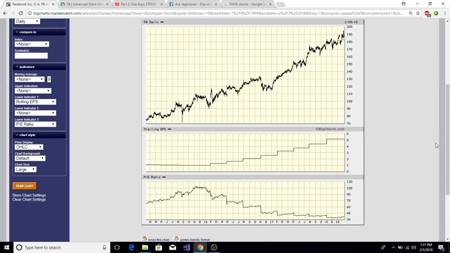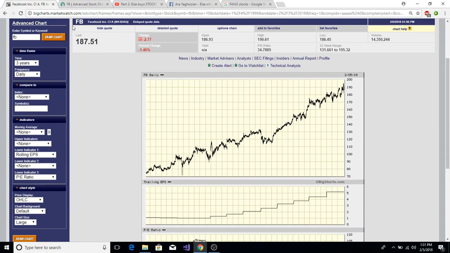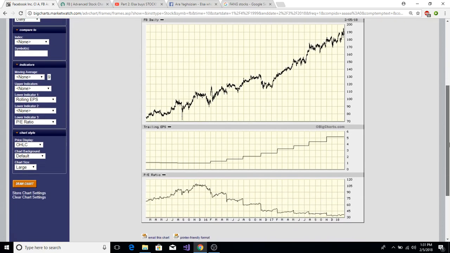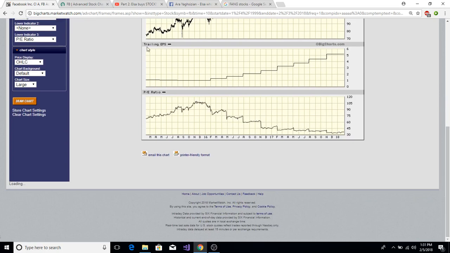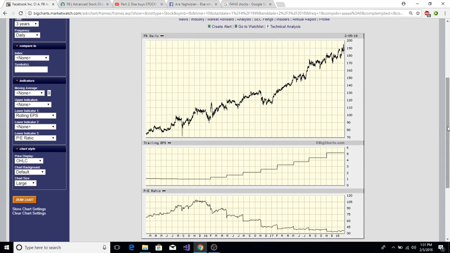So I also like to use big charts, and I brought up a 3-year chart of Facebook. On the top left, you can see it's Facebook. And this is a 3-year chart, as you can see in the middle. And one thing I love about using the Big Charts website is we get to look at the trailing earnings per share. And I guess I can't highlight that word, but right near where my cursor is. So trailing earnings per share is very, very useful.